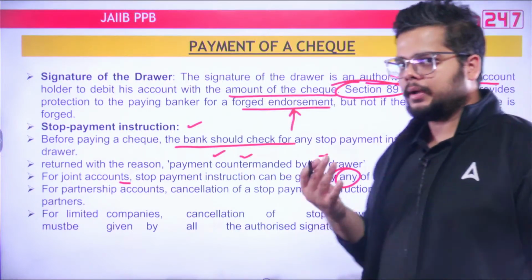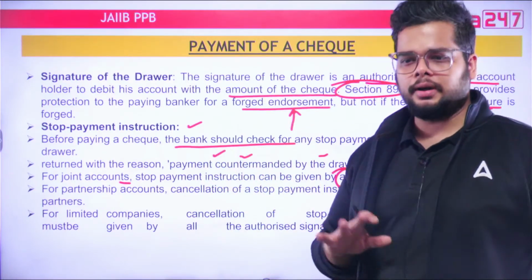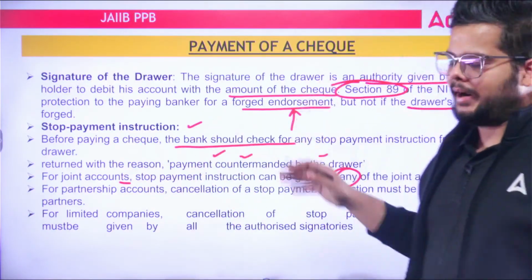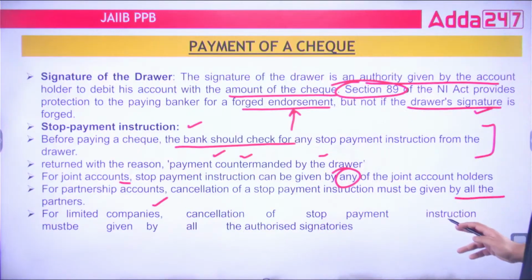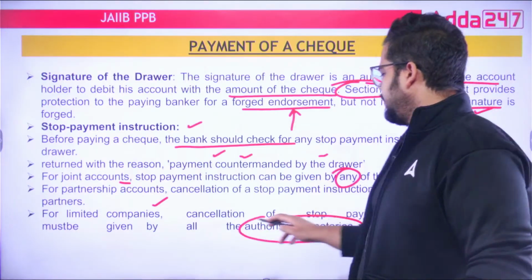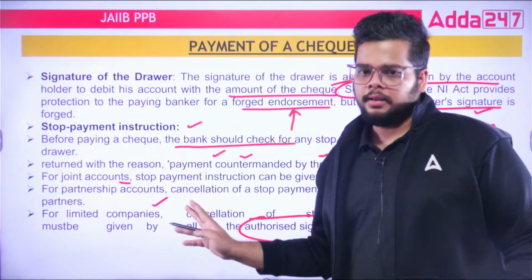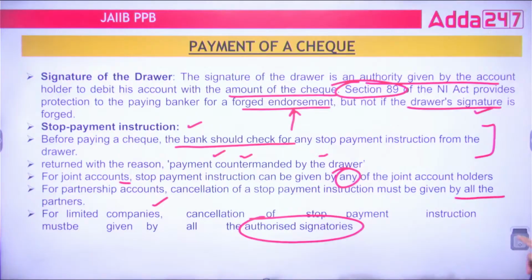So with partnership accounts, that's why people think let's not indulge in them, because everything is a liability on all the partners. For limited companies, cancellation of a stop payment instruction must be given by the authorized signatories. We have seen in the previous chapters there are two authorized signatories. They will be acknowledging, not all, fine, as in partnership accounts.